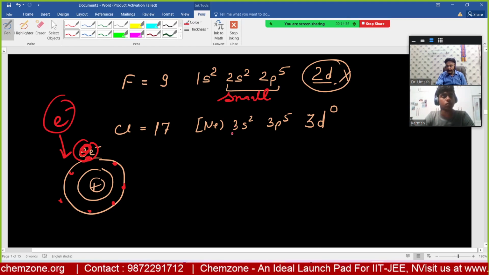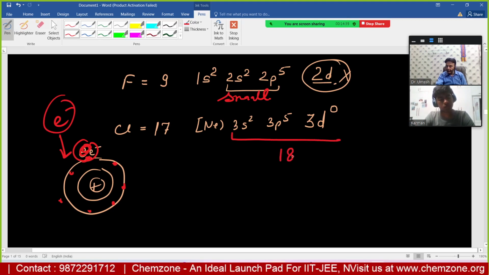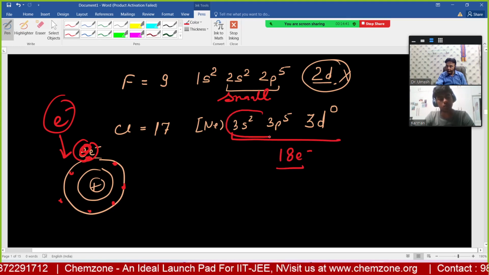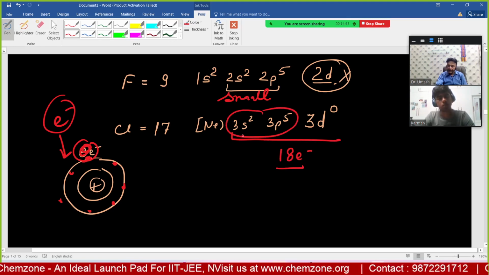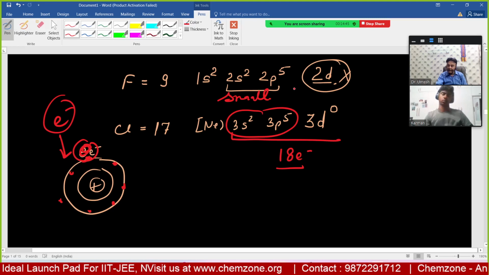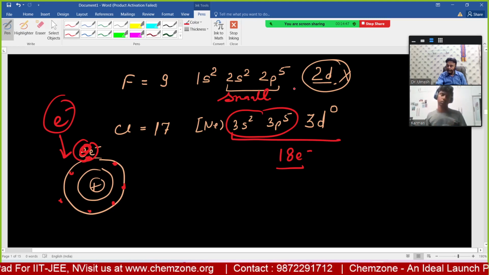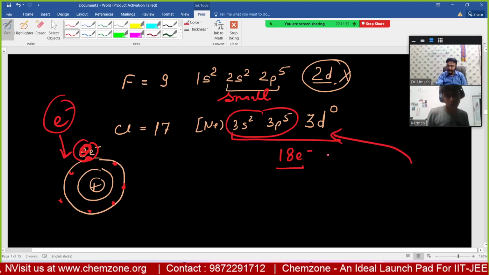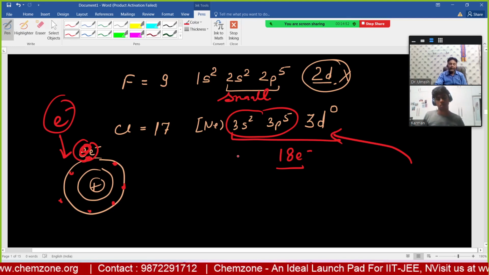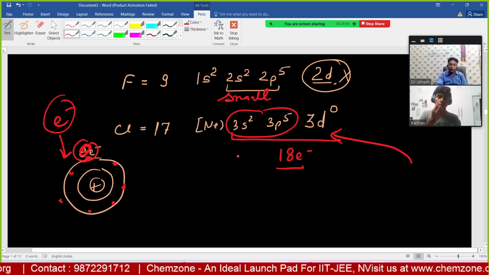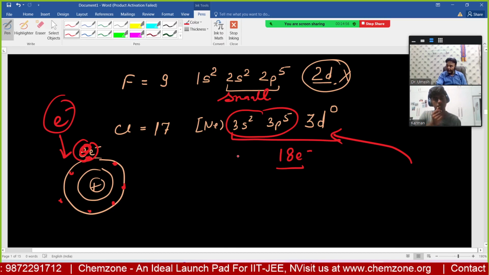But in case of chlorine, a maximum of 18 can be accommodated, out of which only 7 are there. It means there is no repulsion for the incoming electron. The electron can be easily added. And that is why chlorine releases more energy as compared to fluorine.